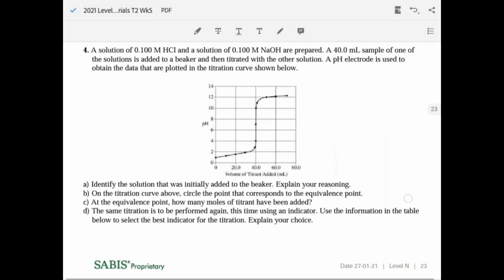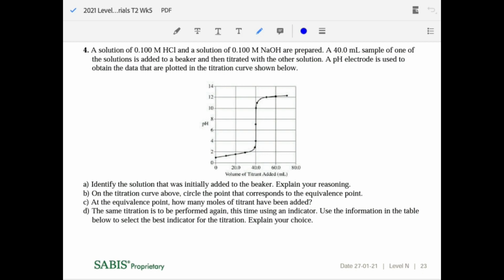Number 4, the solution 0.1 HCl, 0.1 NaOH, so strong base, strong acid. A 40 milliliter sample was in solution. Identify the solution that was initially added to the beaker. So initially it was at 1, so it was very acidic. And you have HCl, you have NaOH. HCl is very acidic, 0.1. It corresponds to a pH of 1. So the answer is HCl.